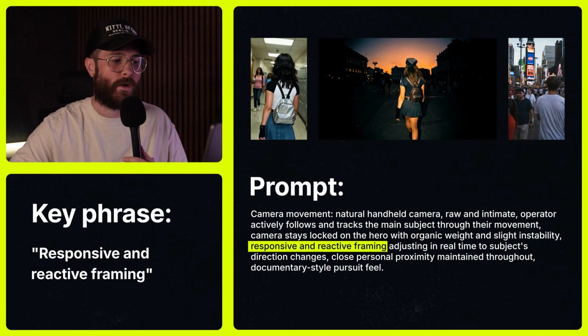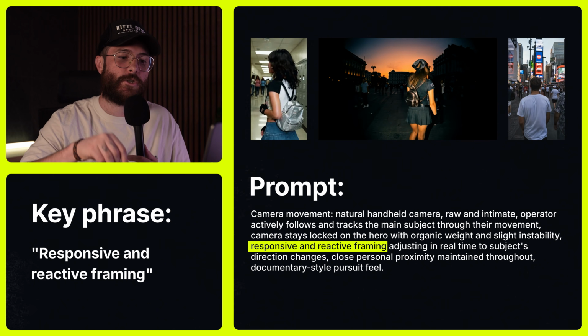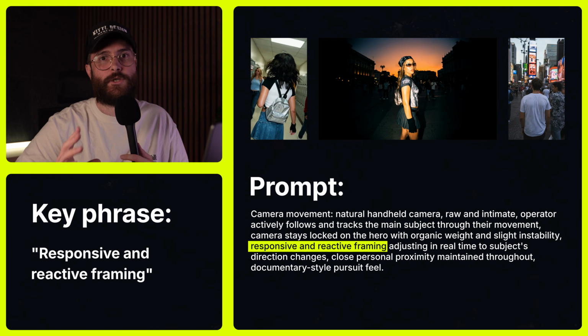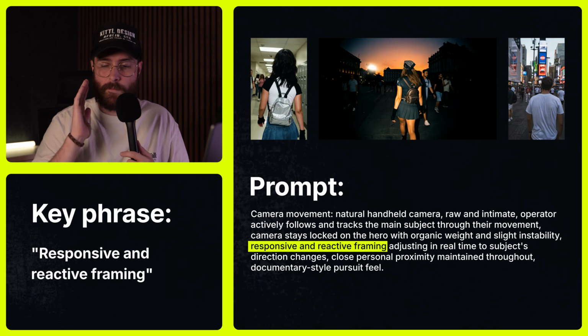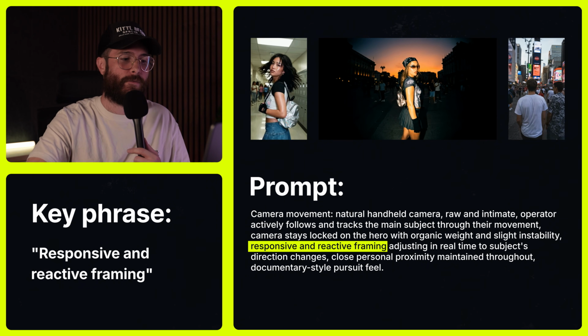Then we want to use responsive or reactive framing. This is telling the AI that the camera should adjust in real time as the subject moves, i.e. we're not just following it robotically on a perfect slide rail or perfect zoom in. We want it to dynamically follow the subject.